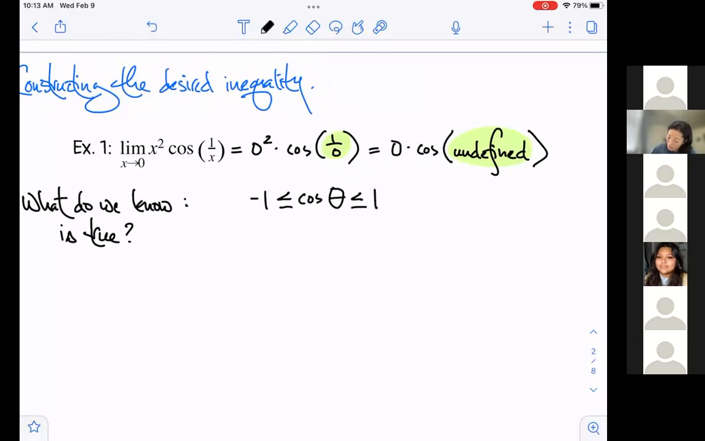If theta can be anything that I want, and looking at this question, what do we think would be a good thing to call theta?